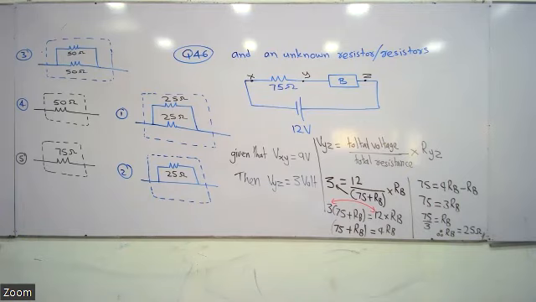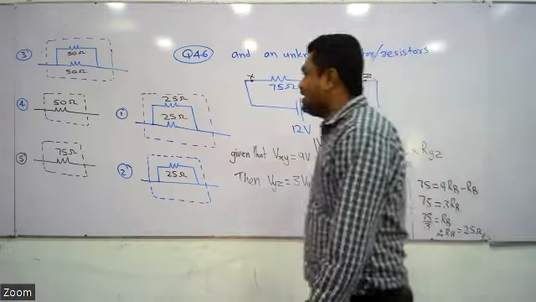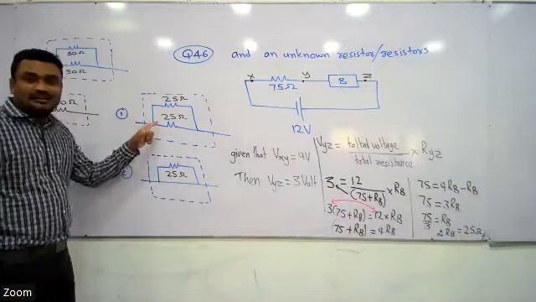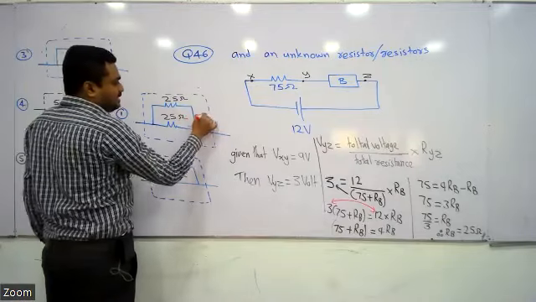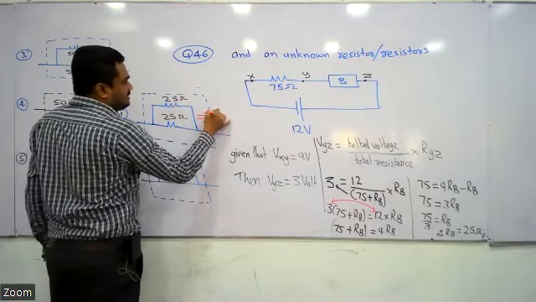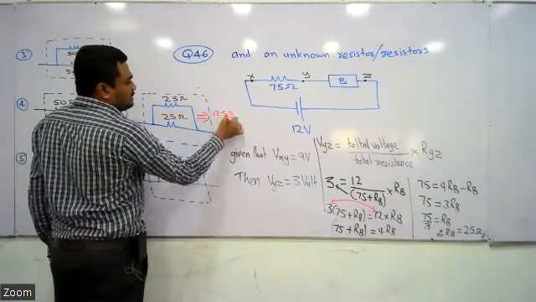Actually, there are many other methods to find RP. This is not the only method. There are some other methods you can use to find RP. So if I want 25, what is the equivalent resistance here? 25 parallel 25: when two equal resistors are connected in parallel, the equivalent resistance is 25 divided by 2, which is 12.5. So this is not the answer.